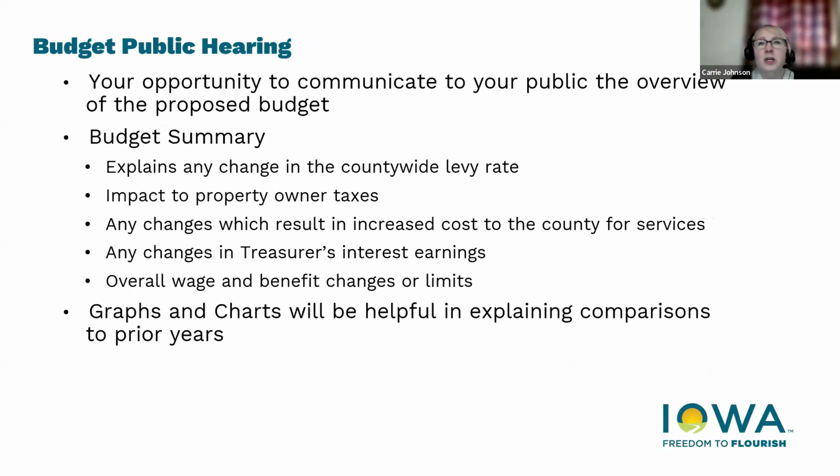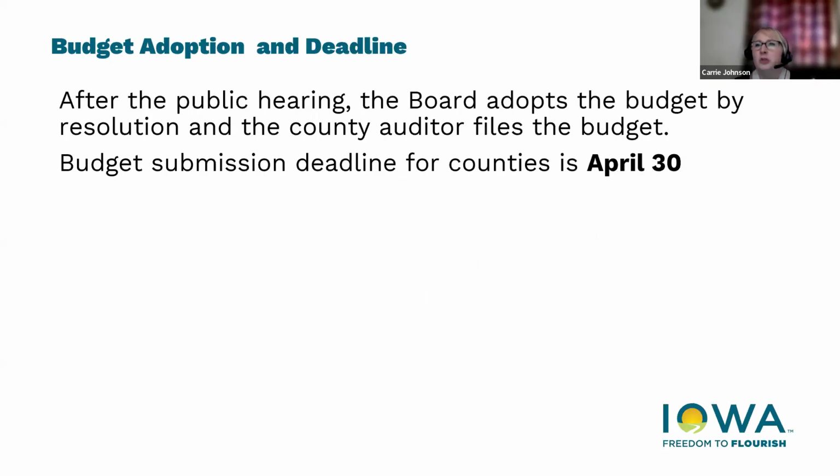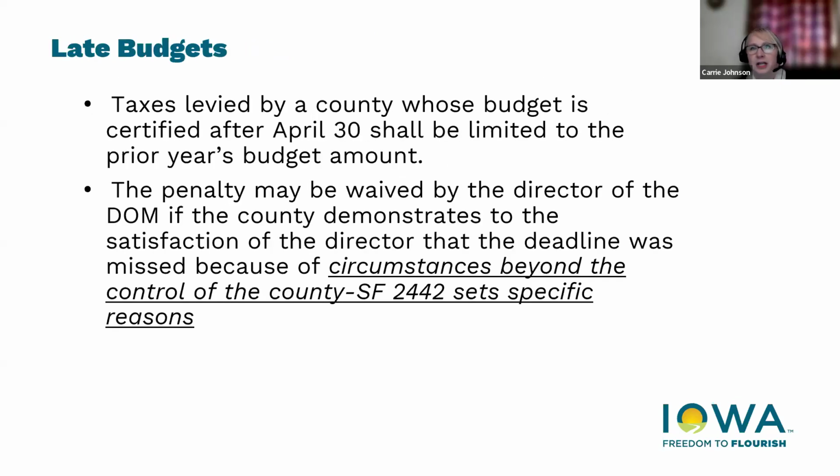Obviously, your public hearing is where you have a chance to communicate to your public your overall budget. People might have different approaches for those hearings. You might do graphs and charts, comparing different things that are going on, talk about different projects that are going on. But it is, of course, your opportunity to communicate to the public about your budget and the reasons for any tax levies and expenditures. You adopt the budget by resolution, and that is April 30th.